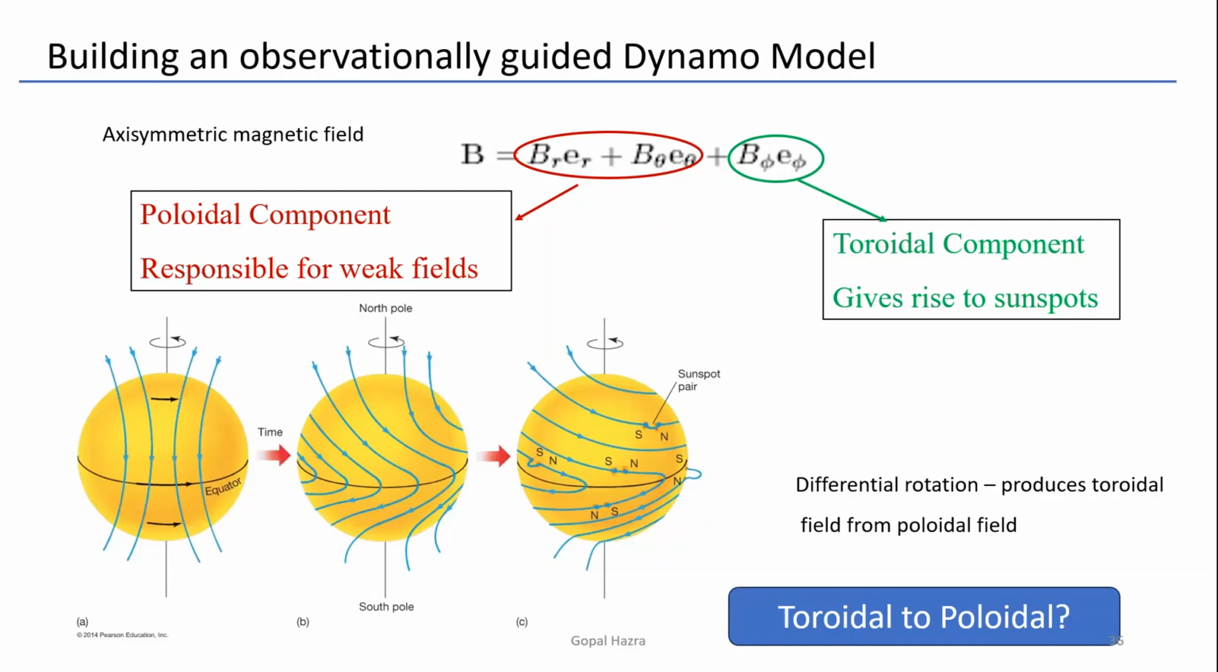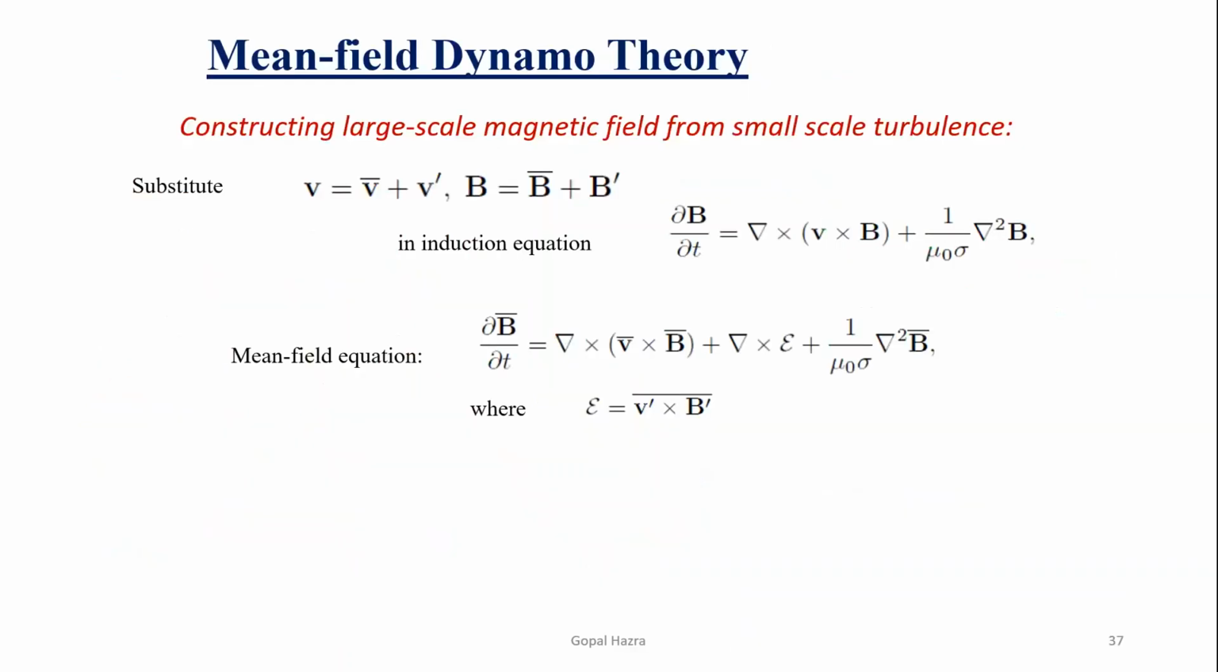If the sun doesn't have differential rotation, we forget about it. The sun has differential rotation, and it's creating the toroidal field. Now our question is how to keep this oscillation. We now need a mechanism which will be converting energy from the toroidal to poloidal, right? So this is called the mean field dynamo theory.